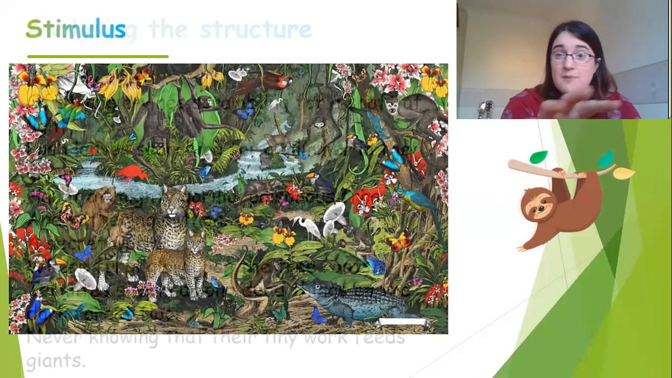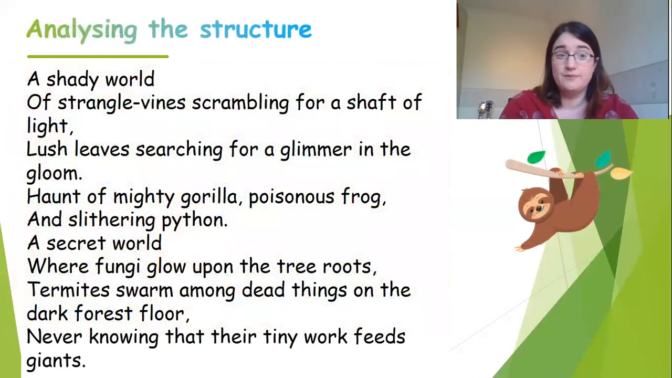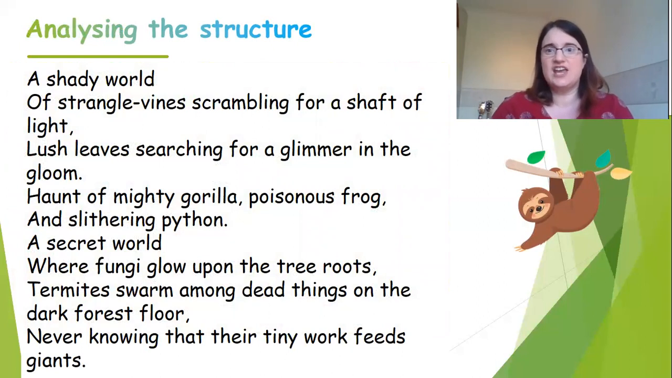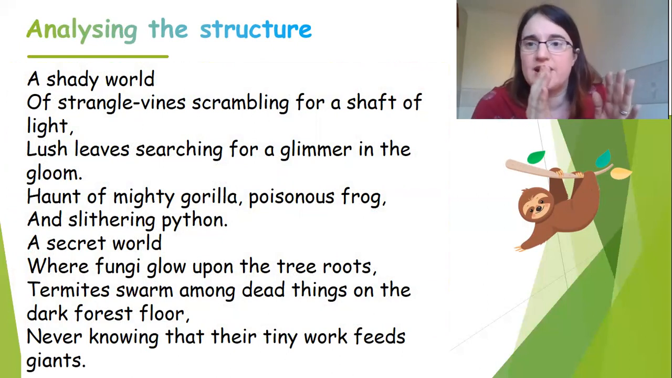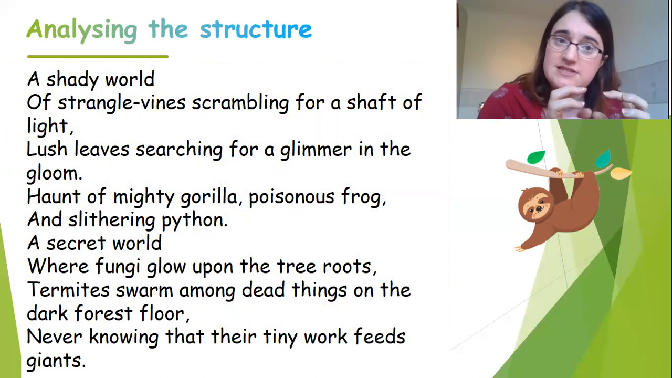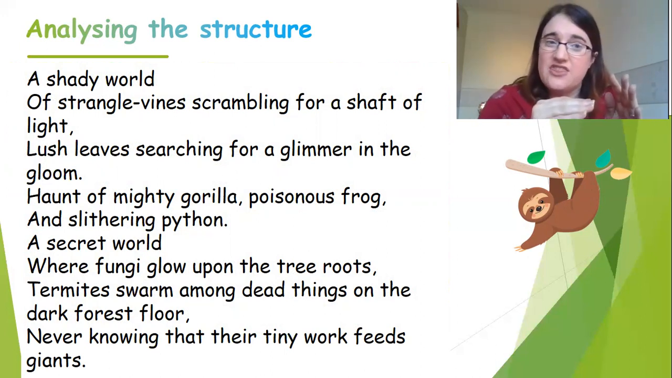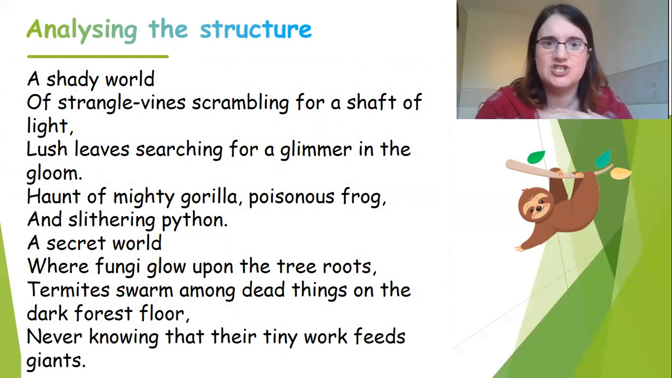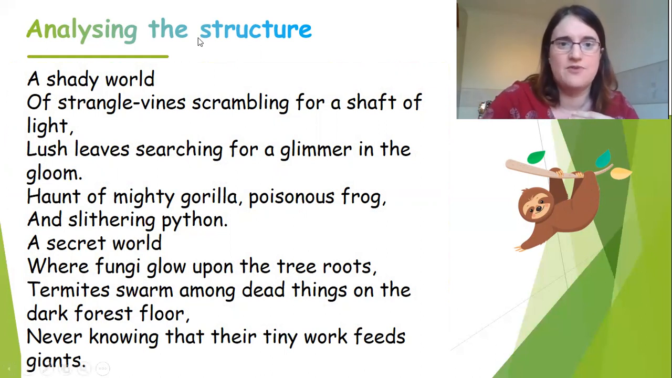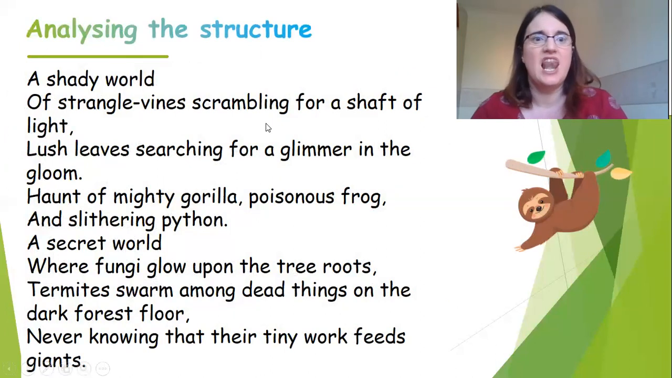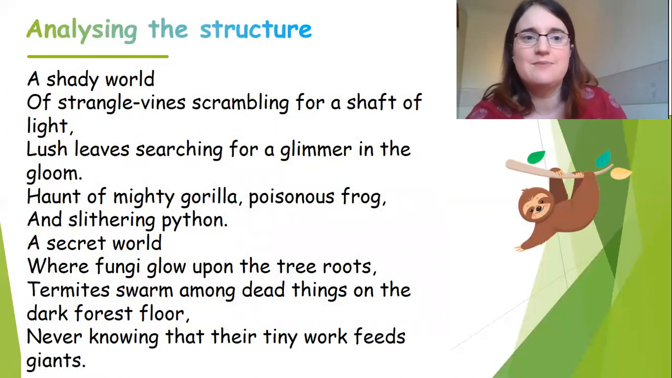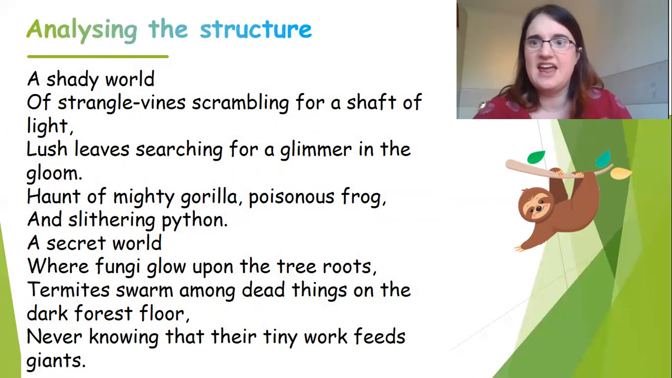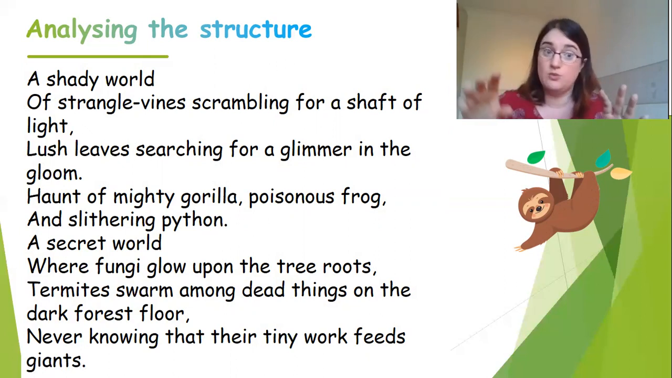So we're going back to think about this again, but we want a contrast now. So Angela had a shady world. So we've got another little noun phrase in there. So you need your little noun phrase. Okay, then look at the next line and think, what does this look like? Of strange vines scrambling for a shaft of light. So we've got something happening here again. We've got another verb in here. Okay, lush leaves searching for a glimmer in the gloom. So we've got an adjective and noun, and then another verb saying what they're doing.